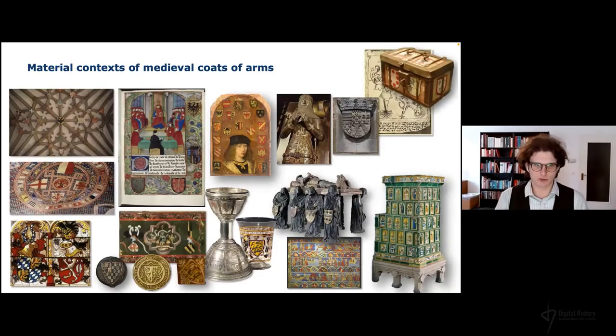So heraldry was a system of signs that originated in the High Middle Ages and that was widely employed on different sources and in different material contexts. Here you can see only a few examples like manuscripts, seals, murals, furniture, or tablecloths. And in historical studies, coats of arms were traditionally mainly employed as a tool for dating and identifying historical sources. But there's also a decade-long established branch of research that points out the usage of coats of arms as sources of cultural history, as an important tool for visual communication, especially.